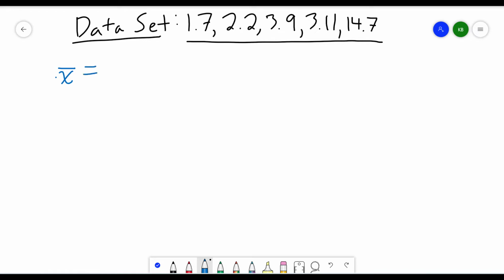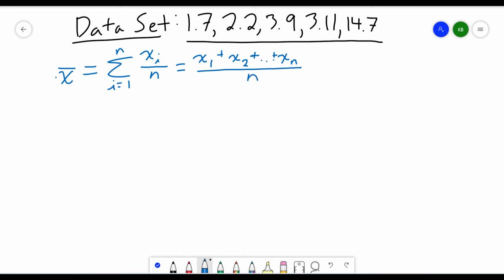And it's equal to the sum from i equals 1 to n of our data values in our sample, x sub i, divided by n. So what this looks like is our first data value plus our second data value plus all the way up to adding in our nth data value. And then we end up dividing all of that by n.